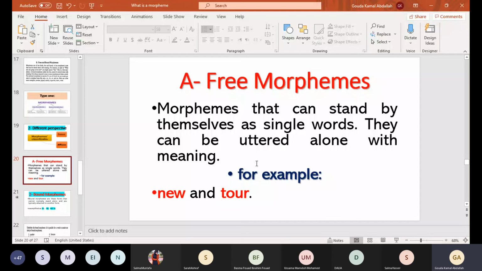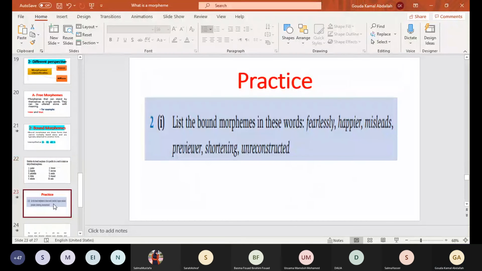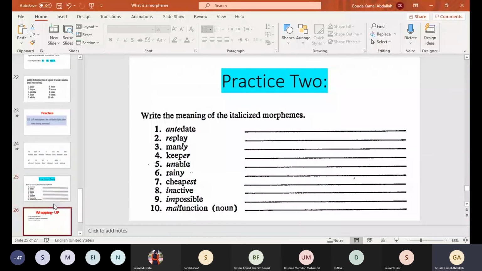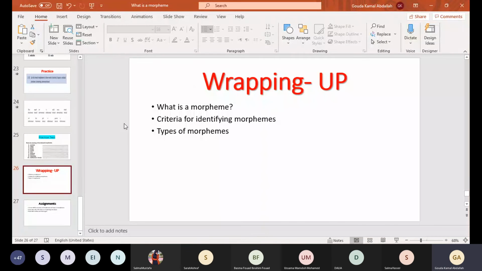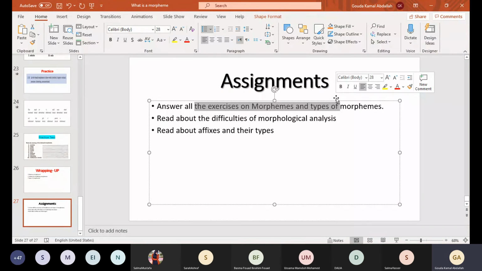So I guess we can stop here, and for our next session you can read about the base and affixes, and we could also read about this. This would be your assignment: to answer all the exercises on morphemes and types of morphemes, to read about the difficulties of morphological analysis, and to read about bases and affixes.